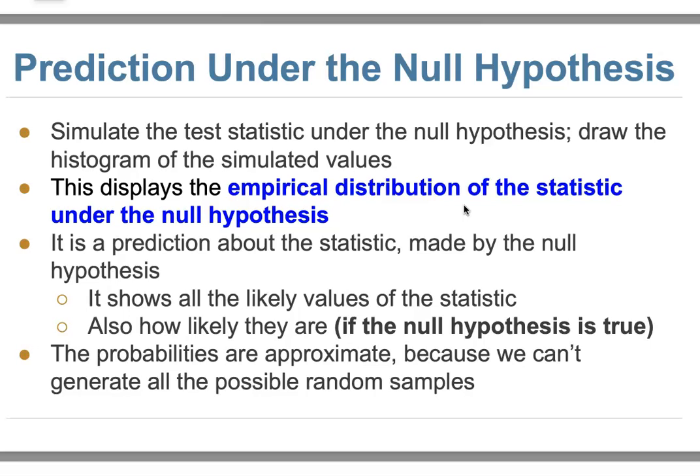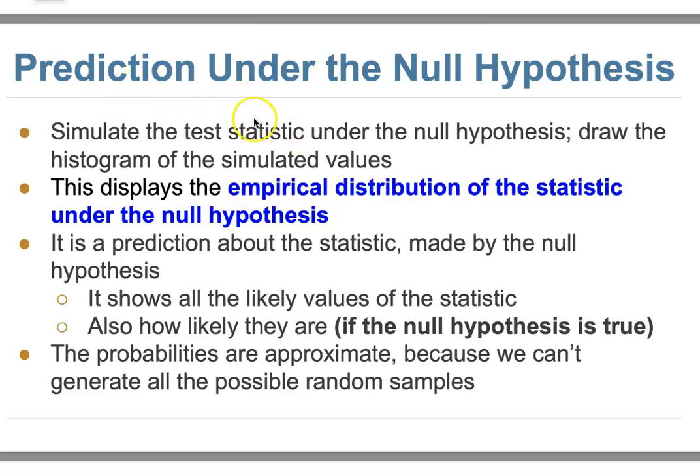Be careful, it's always "close to," because the probability is just approximate. No matter how many times you run it, you still cannot cover all the possibilities. On the other hand, that means even if you simulate 10,000 or 100,000 times, you still cannot generate all the possible random samples. So we couldn't cover the whole population.